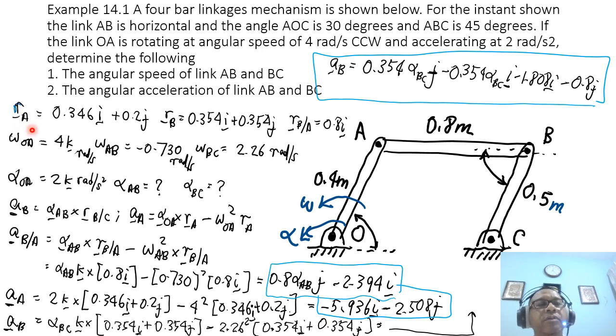I've got here the position vector of A, which is 0.346i plus 0.2j. Position vector of B is 0.354i plus 0.354j, and position vector B relative to A is 0.8i. I've compiled all the angular velocities: omega OA is 4k, omega AB is minus 0.73, omega BC is 2.26, and alpha OA is given as 2k radian per second squared. What we don't know is alpha AB and alpha BC.